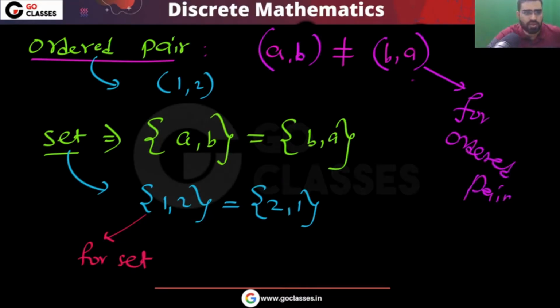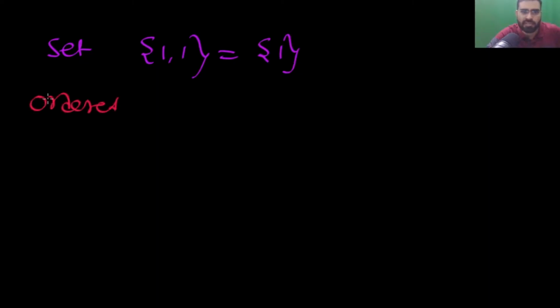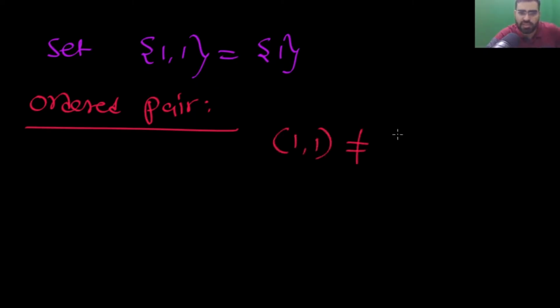Now you can see that (1, 2) is not the same as (2, 1), because order matters. Also, in a set, {1, 1} is the same as {1}. Both are basically the same, so repetition does not matter. But in an ordered pair, repetition also matters. So remember, (1, 1) is not the same as (1). Again, very simple, but this concept of ordered pair is very important for relations.